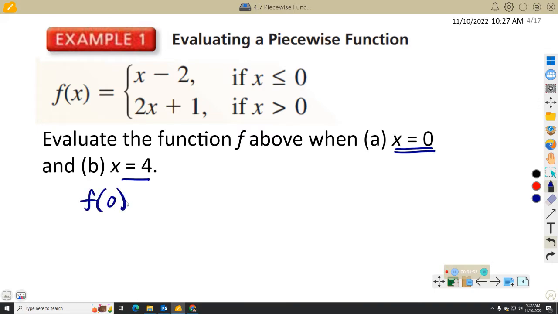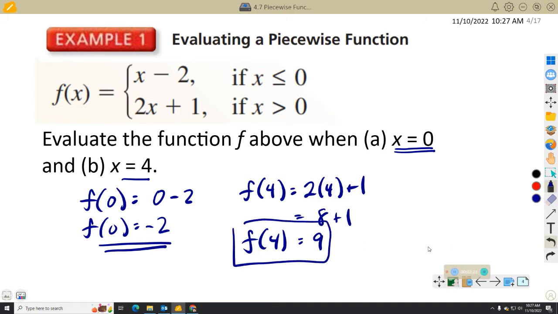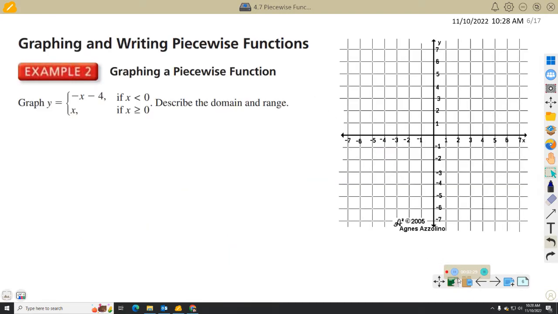So f of 0 is equal to 0 minus 2. So f of 0 is equal to negative 2. When x is 4, well, that's greater than 0, so we'll use the second equation. So f of 4 is equal to 2 times 4 plus 1, which is 8 plus 1. So f of 4 is equal to 9. Okay, so that's evaluating a piecewise function. What about graphing a piecewise function?